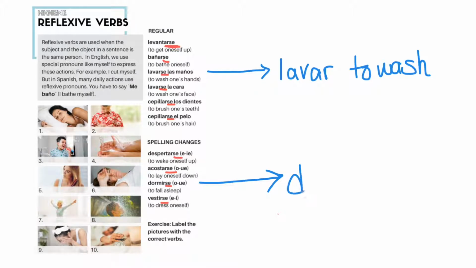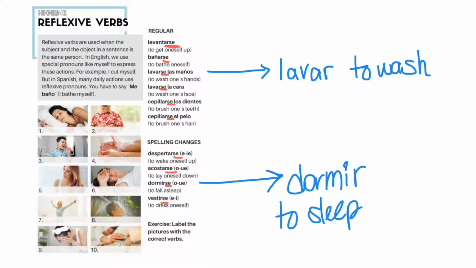Dormir, you've probably used before. To sleep, but when we make it reflexive, it's to fall asleep. It's that moment that you actually go into sleep mode. So you wouldn't say, I fall asleep for 8 hours, like you would say, I sleep for 8 hours. It's just that exact moment where you change from conscious to not conscious.